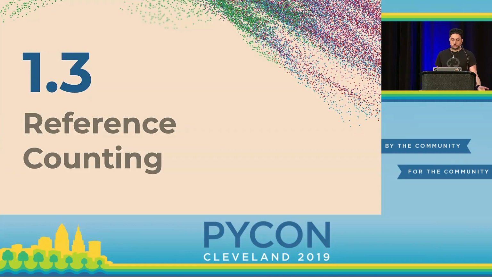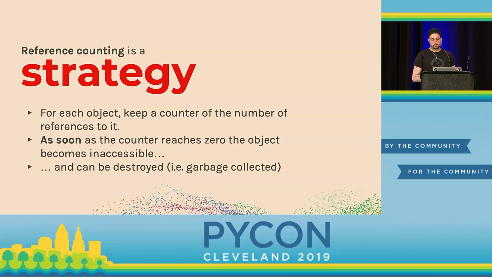Then we are going to introduce reference counting. Reference counting is basically the major way that CPython manages memory and lifetime. It is a strategy. The idea is that every object internally has a number which refers to all the other objects that are referring to it.